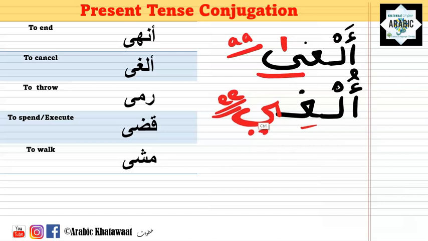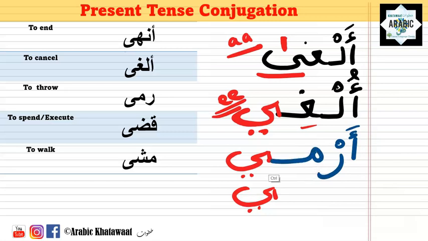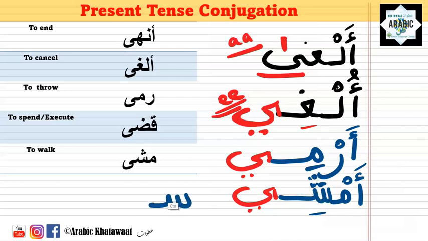So ألغي, I cancel. I would say the next one is I throw. I'll keep the ya. All of them will have the ya. And I will say أرمي, I throw. Then I would say أمشي, I walk. So we'll try to put the three dots right on sheen, just like that. That way we don't keep them off that shape of sheen. So أمشي, I walk.